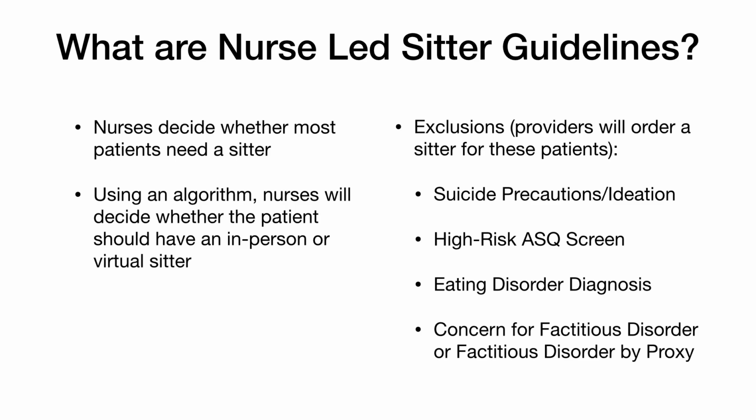There are a few exclusions, and providers will order a sitter for these patients. So suicide precautions or ideation, high-risk ASQ screen, an eating disorder diagnosis, or concern for factitious disorder or factitious disorder by proxy, formerly known as Munchausen.